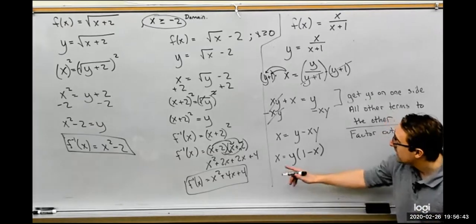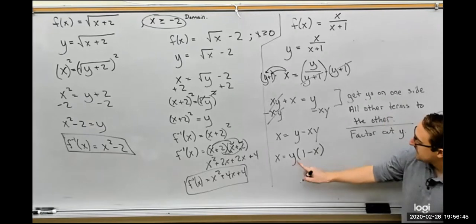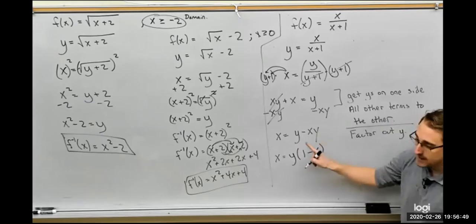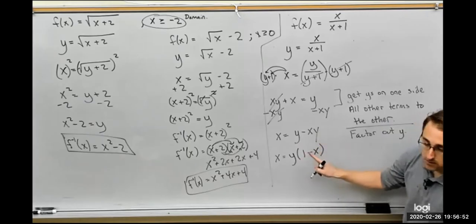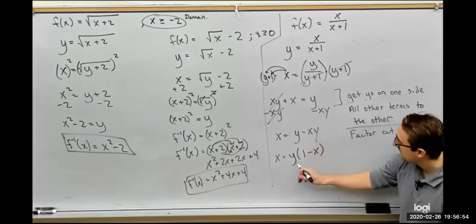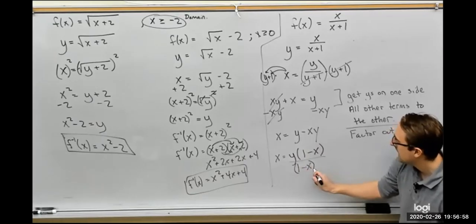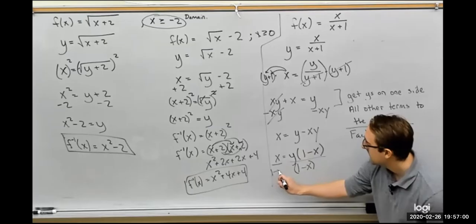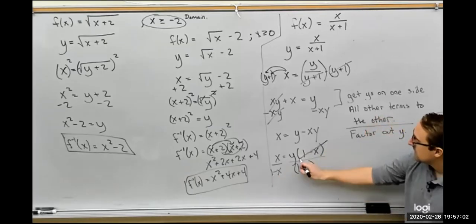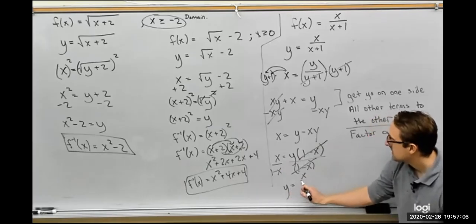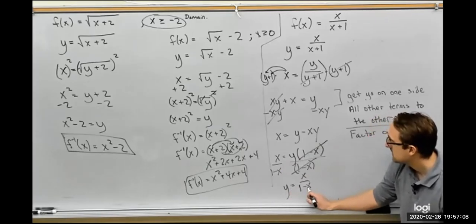All right, so now, it's y times 1 minus x. How do we get rid of multiplication by 1 minus x? Divide. If it's multiplication, to get rid of it, you divide. So we're dividing both sides by 1 minus x. These cancel. You're left with y equals x divided by 1 minus x.